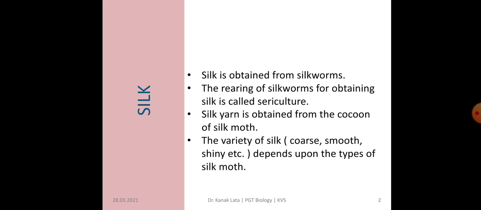Silk yarn is obtained from the cocoon of silk moth. Cocoon is one of the stages in the life history of silk moth. We will later on discuss cocoon. And the variety of silk may be coarse, maybe smooth, maybe shiny. This depends upon the types of silk moth.